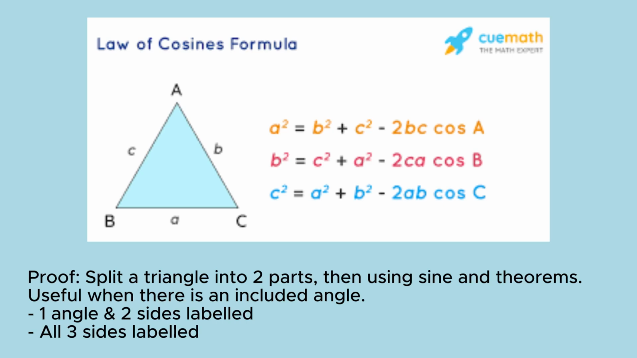This is useful when there is an included angle. Included angle means it is an angle with two sides labeled. Then the side that you want to find is opposite to the angle, and this is useful when there is one angle and two sides labeled, or all three sides are labeled. So long as you want to find the included angle, just make sure that the side that you want to find the angle for is opposite to it. That is how the law of cosines formula works.